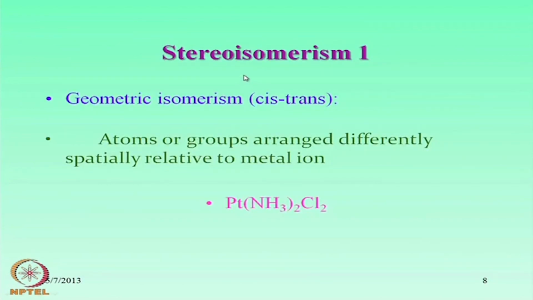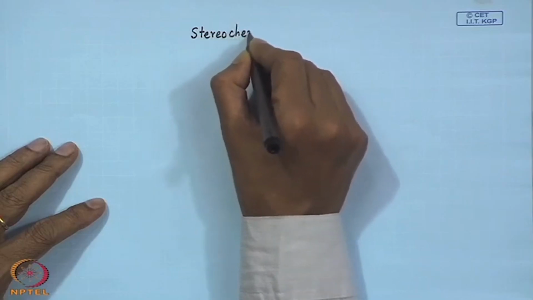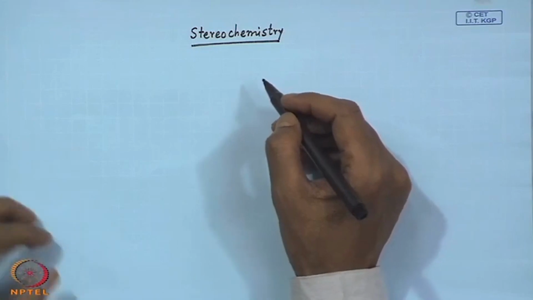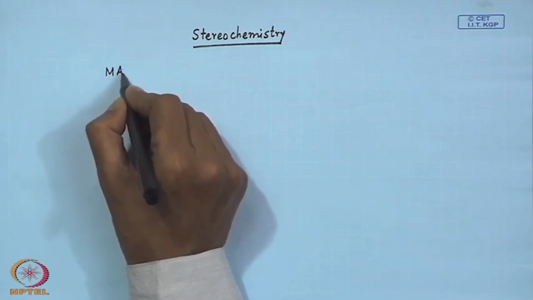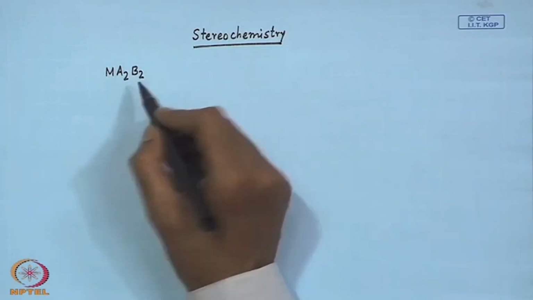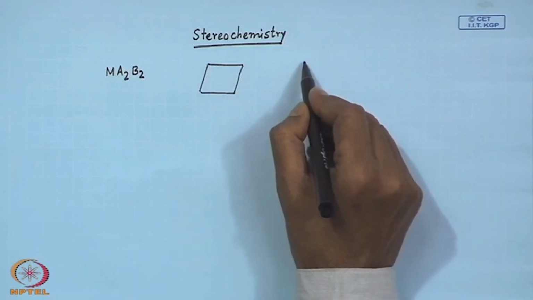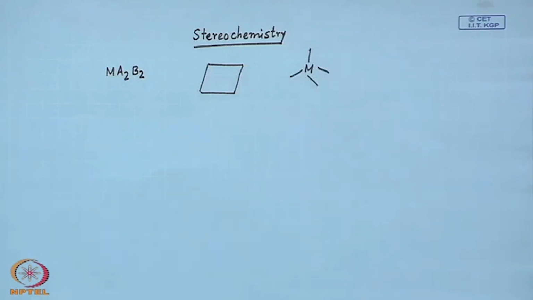Then we'll talk about stereoisomerism. That means how spatial arrangement, the stereochemistry, can play an important role for different types of arrangements. What we have seen is that if we have an MA2B2 type compound, that means two of the ligands are of the same type, and we talk about the geometry as one square planar and another tetrahedral.